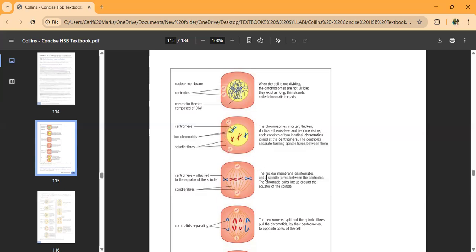Then in the next stage, they go to the equator or the center of the cell. And you can see these spindle fibers more distinct, and they attach to the centromere, right? These spindle fibers are attached there. So they line up in the middle.